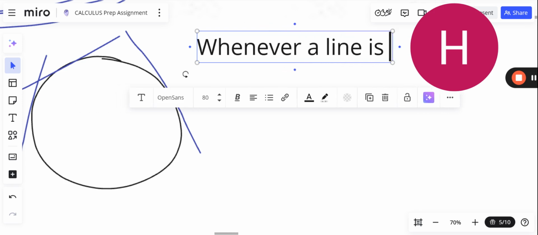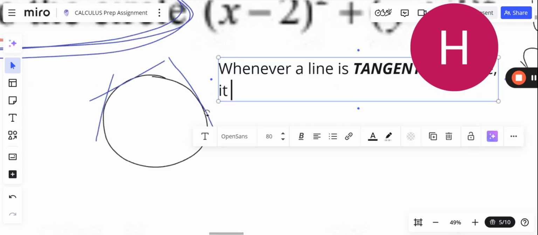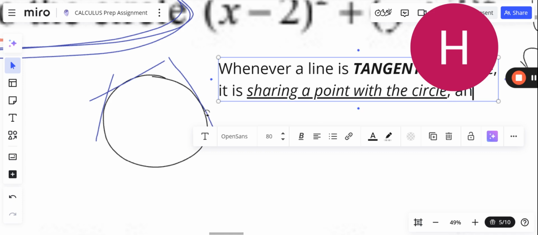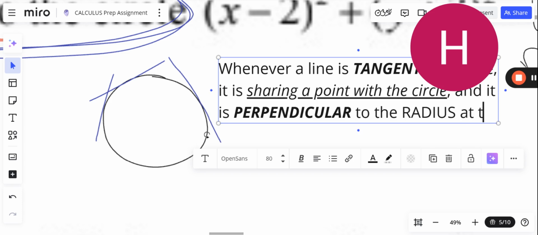Whenever a line is tangent to a circle, it is sharing a point with the circle. That's kind of an important thing I didn't consider at first. I'll underline it as well. Sharing a point with the circle, and it is perpendicular. We looked at that word earlier in the last video. It's perpendicular to the radius at that point.